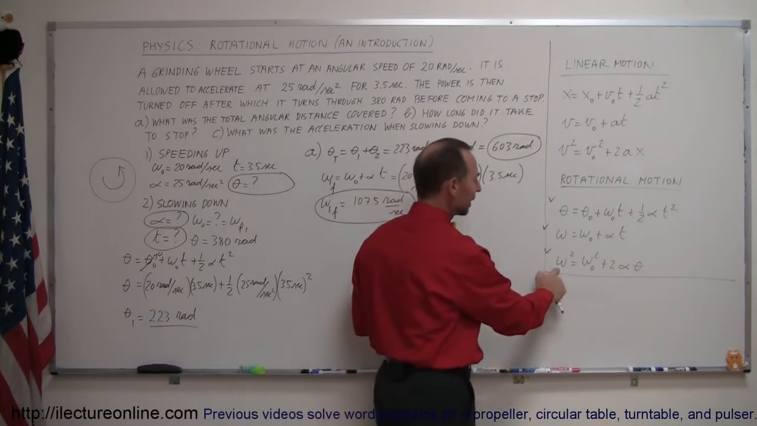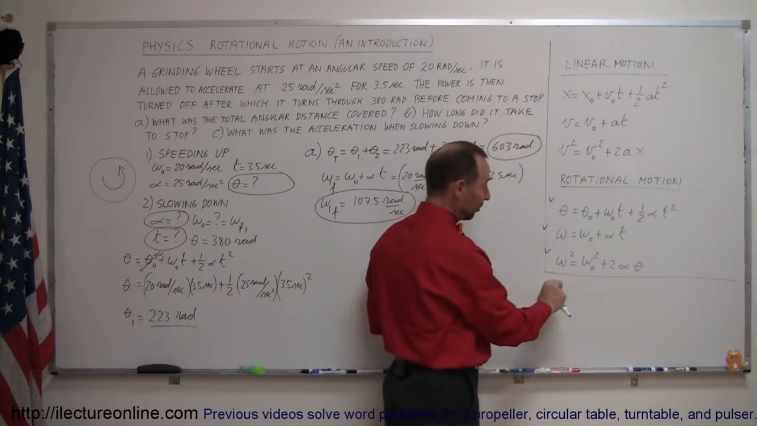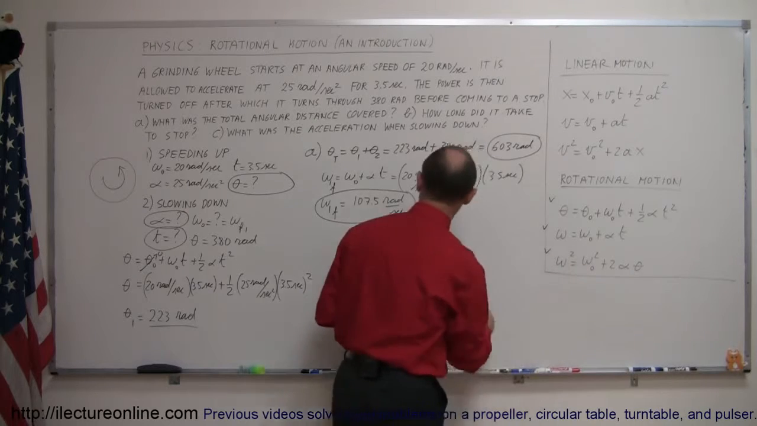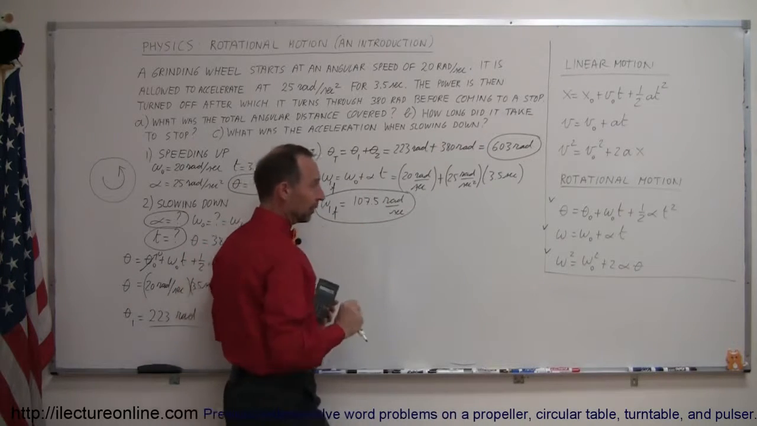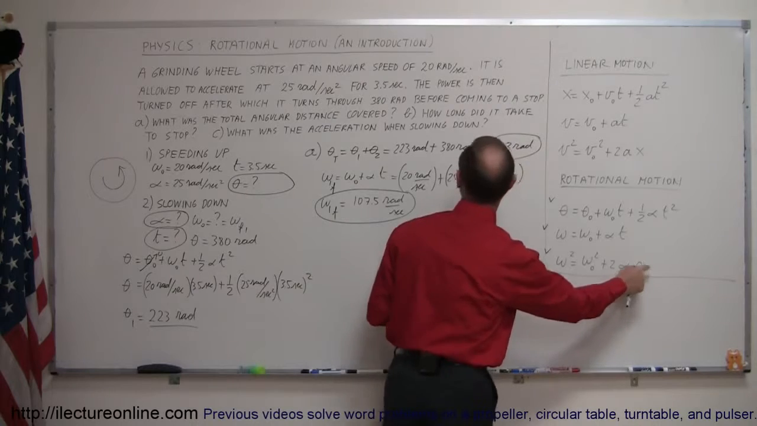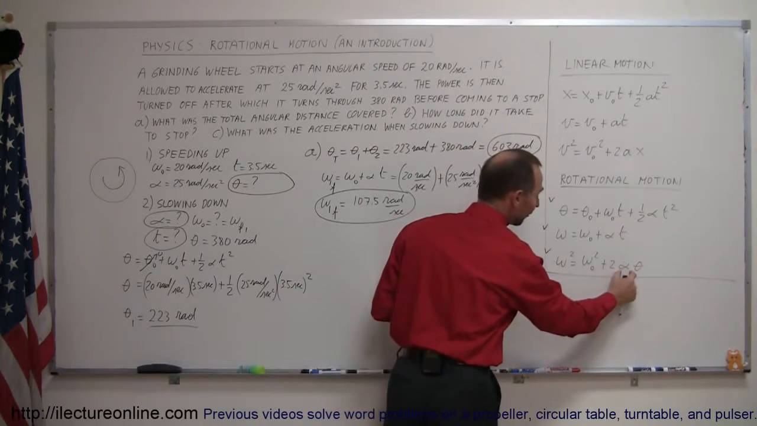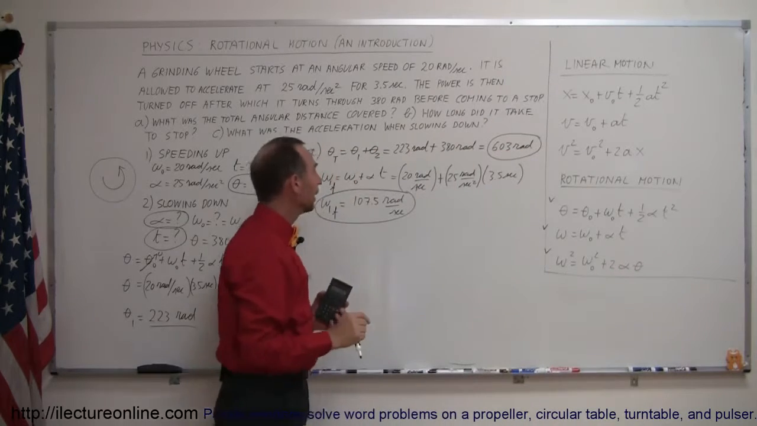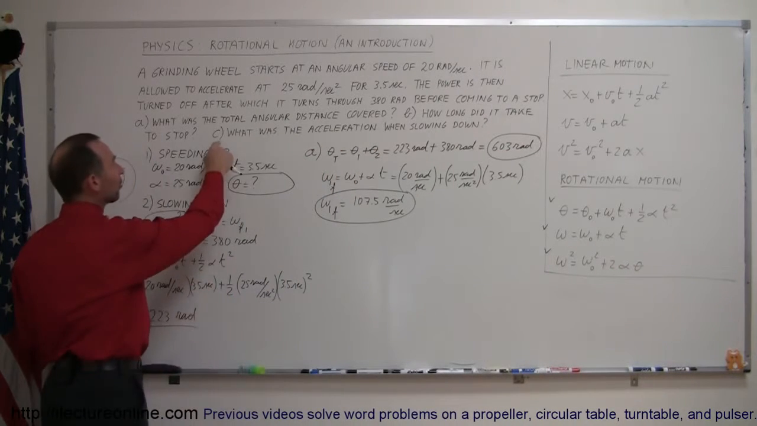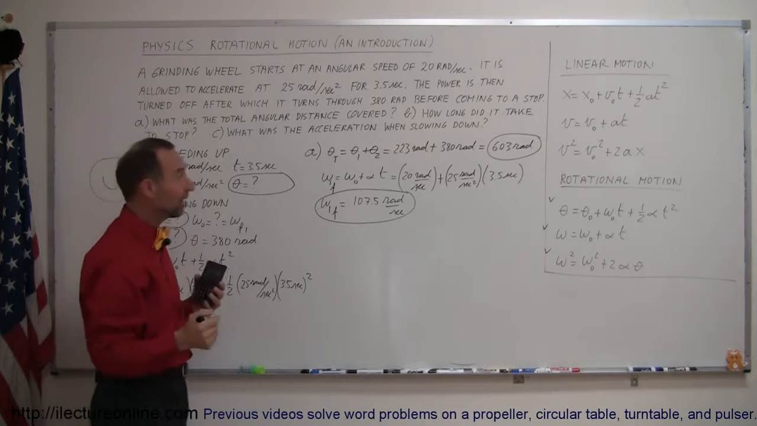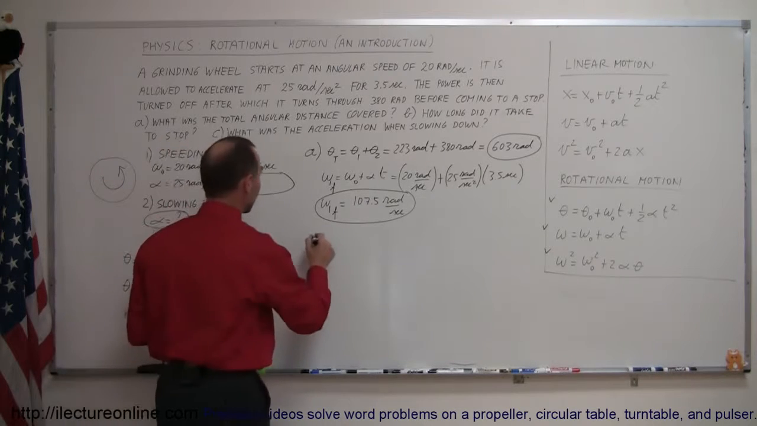We do know the final omega for the second part of the problem because that's 0, we're stopped. The initial omega will be the same as the final omega from part 1, so we know that. Theta is given. They tell us that we travel under 380 radians, so alpha here is the thing that's not known. And even though that is part C of the problem, it looks like part C is easier to figure out than part B, so let's do part C first.